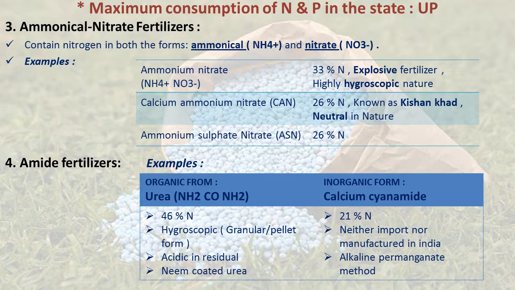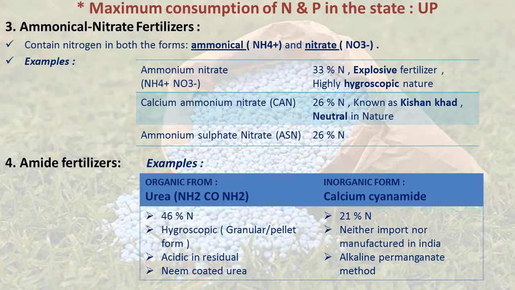And next is calcium ammonium nitrate, the CAN, commonly known as Kisan khad, and it contains 26% of N, and it is neutral in nature. CAN and ASN have the same amount of nitrogen, and the uses are the same. And next is the amide fertilizers. Amide fertilizers are of two types: one is the organic form, and another is the inorganic form.